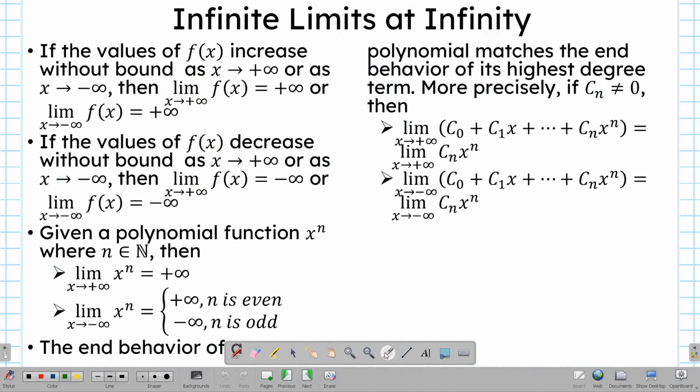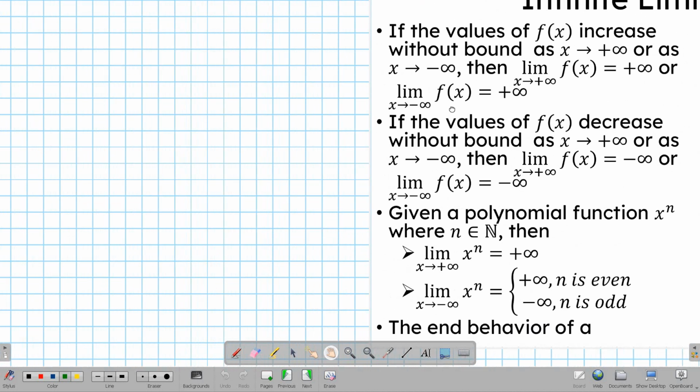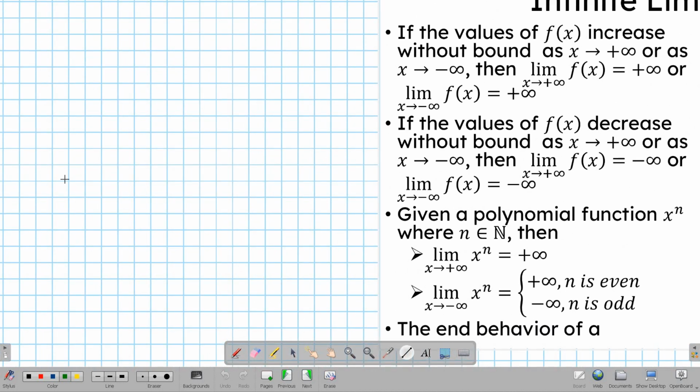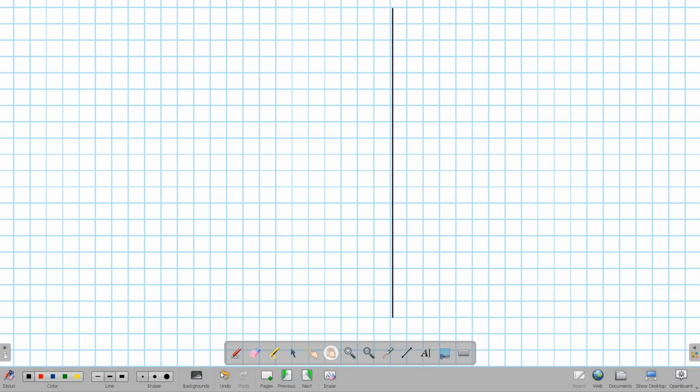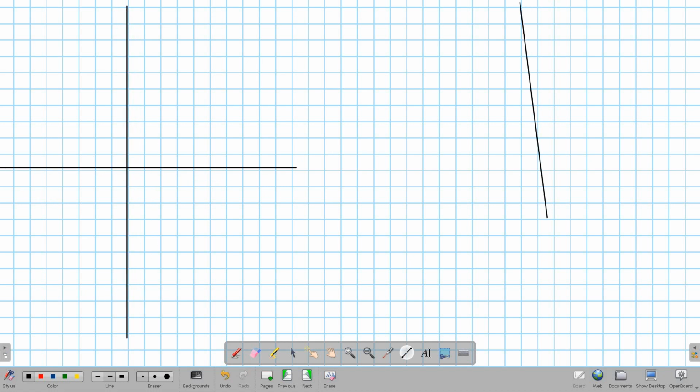Now, if we combine both x approaches infinity and f of x approaches infinity, we have what we call infinite limits at infinity. And this can be seen in polynomial functions. So let's try to graph our polynomial functions. I think it's better if we graph two, so let me graph one here, then another one here.